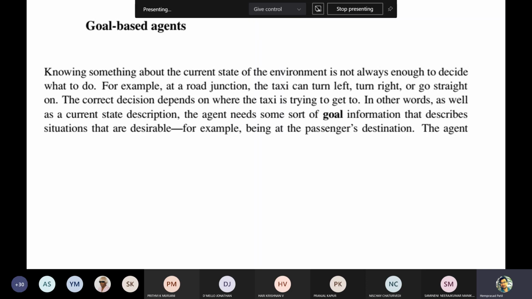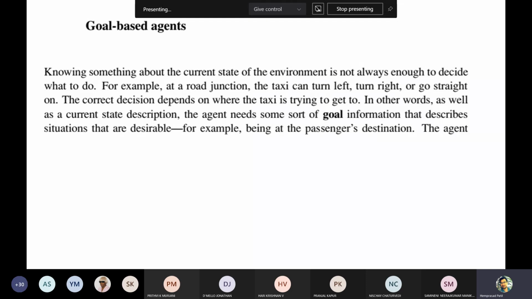Then next is goal-based agents. The first was the simple reflex agent, next is the model-based agent, third is the goal-based agent. Knowing something about the current state of the environment is not always enough to decide what to do. For example, at a road junction, the taxi can turn left, turn right, or go straight. The correct decision depends on where the taxi is trying to get to. In other words, as well as a current state description, the agent needs some sort of goal information.